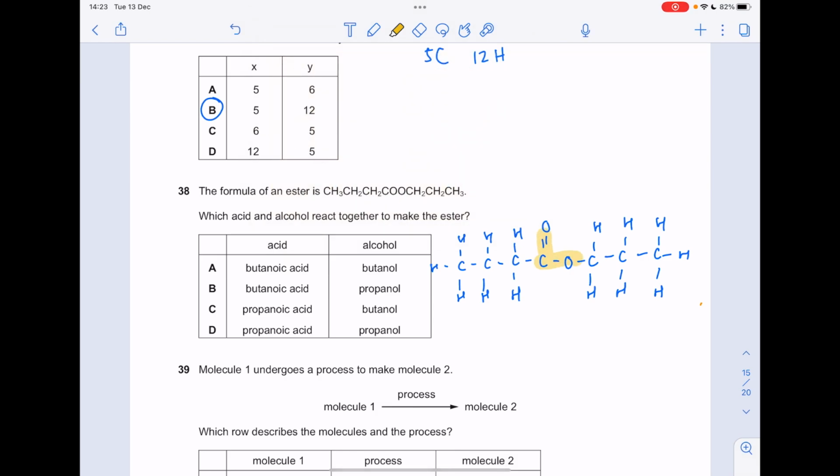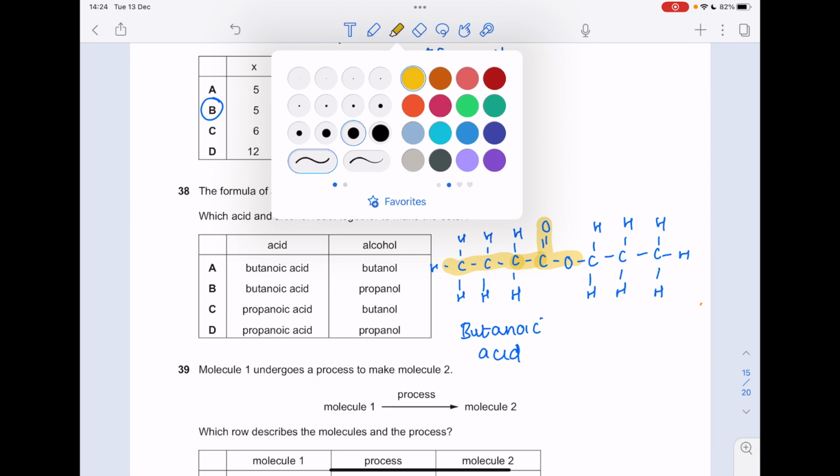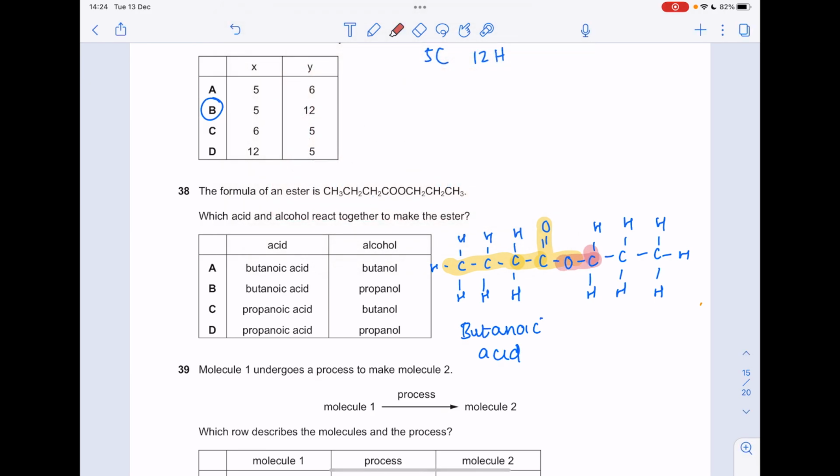This end here would be going this way, is where your carboxylic acid would have originally been made. So remember, that's 4 carbons. It's a carboxylic acid, so it's butanoic acid. And then what's left over here, 3 carbon atoms, it's an alcohol, it's propanol.